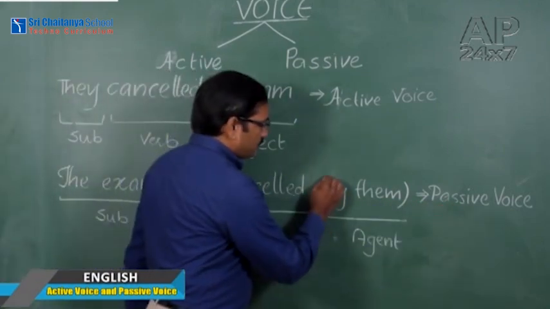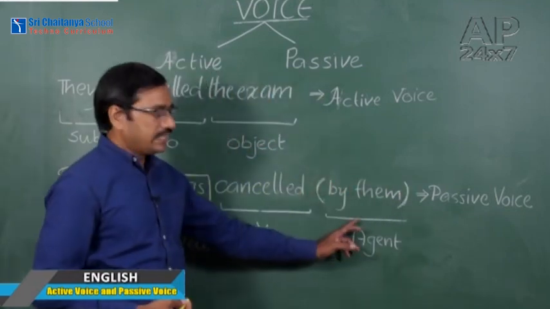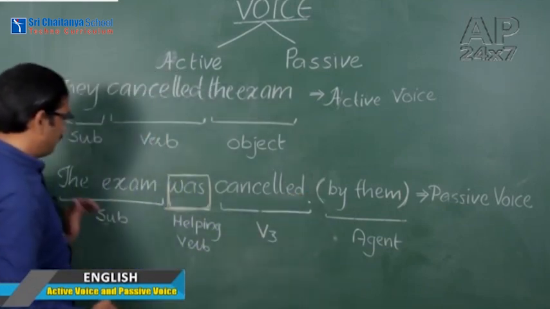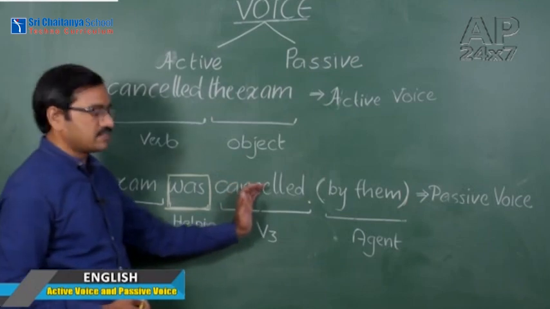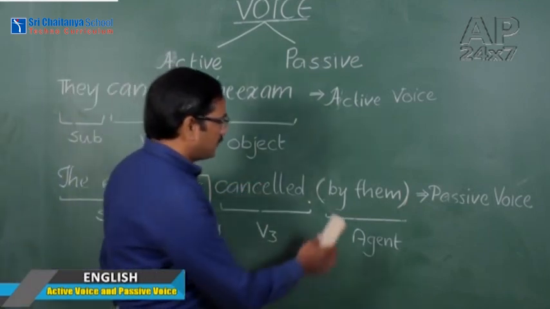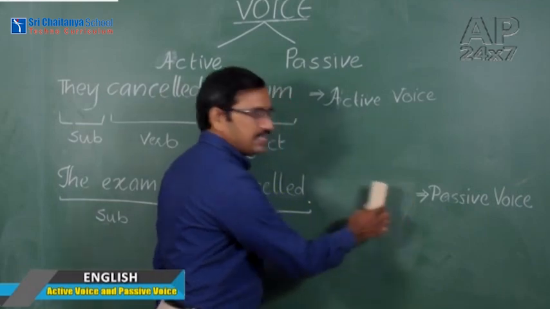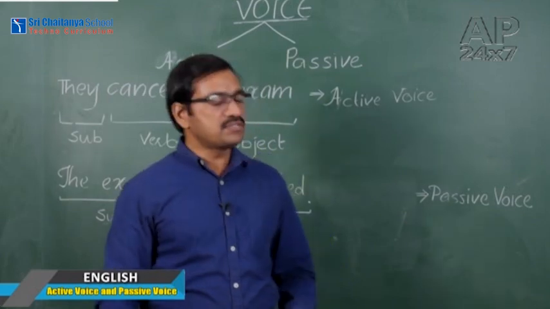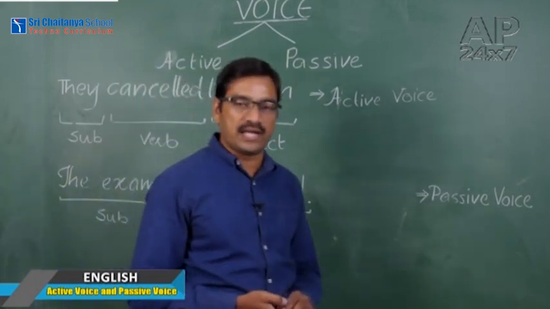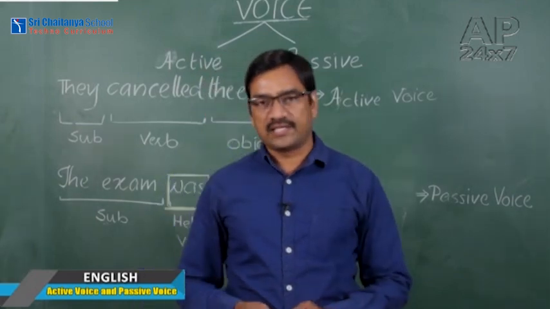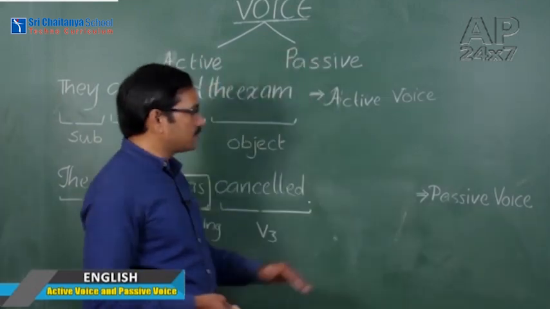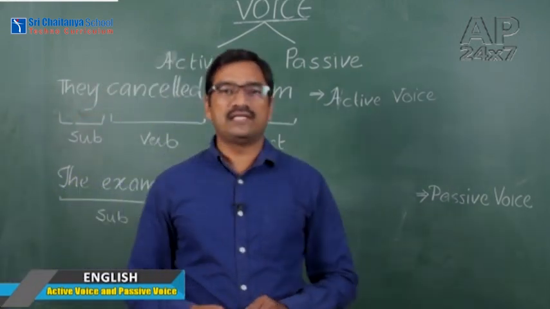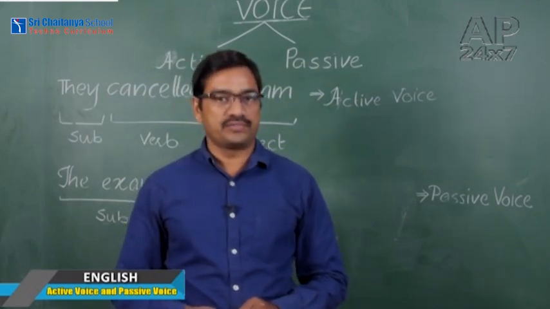And we have used this by them within the bracket because even without this agent the sentence is complete. So we say the exam was cancelled. Even if we remove this by them, the agent, the meaning is still clear. So this is the difference of active and passive. We use active voice and passive voice in our day-to-day life, both for written English as well as for spoken English. Basically we use passive voice for written English, especially in the media, or when we read newspapers, you come across more usage of passive voice.